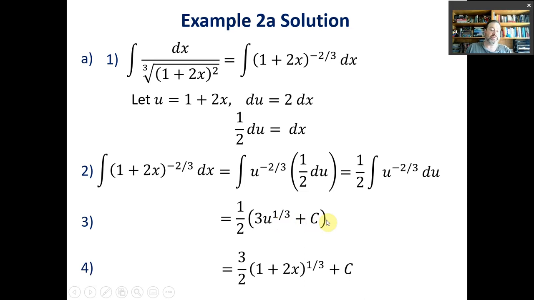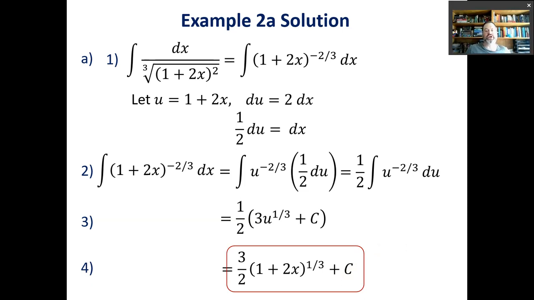I went ahead and distributed the 3, and I plugged u back in. I replaced u equals 1 plus 2x back in the equation, right here. I just put it back in. And that's the answer. Notice the plus c. It doesn't matter what you do with c. Just when you're all done, just put a c on it. You're fine. You don't have to keep track of the steps on c. And that's our answer.